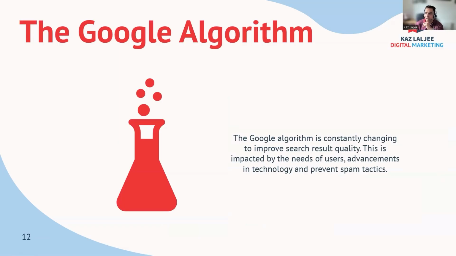So the Google algorithm is constantly changing to improve search engine results and quality. This is impacted by the needs of users, advancements in technology, and the need to prevent scam tactics. So basically, what Google is saying is that we create this algorithm so people are finding what they're looking for.